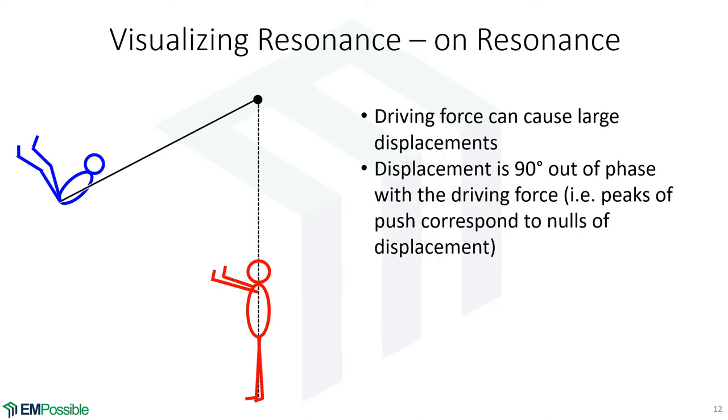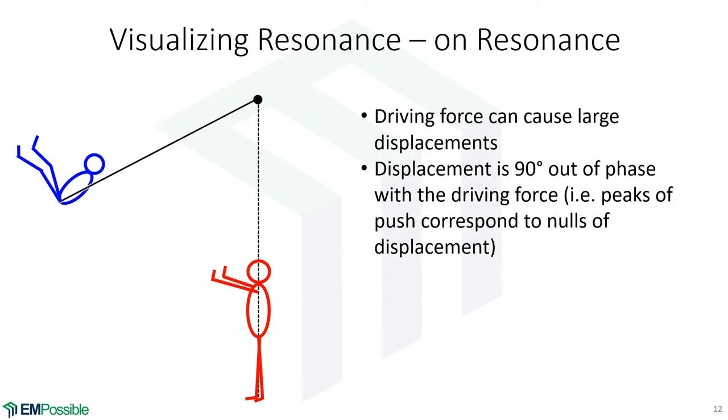Now we're going to push the child on resonance. So the child on the swing, that's a pendulum system that has a resonant frequency. And whether we know it or not, if we push the child at that frequency, that's how we get the child to go the highest with the least amount of effort. And so we'll push the child when they come back, we push them again. So it just naturally makes us push the child at the resonant frequency.